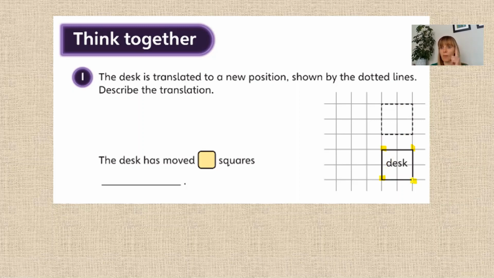And in this case, it's moving up, isn't it? How many has it moved up to get to its new position? So it's gone 1, 2, 3. So the desk has moved 3 squares upwards, would be my answer for this one.